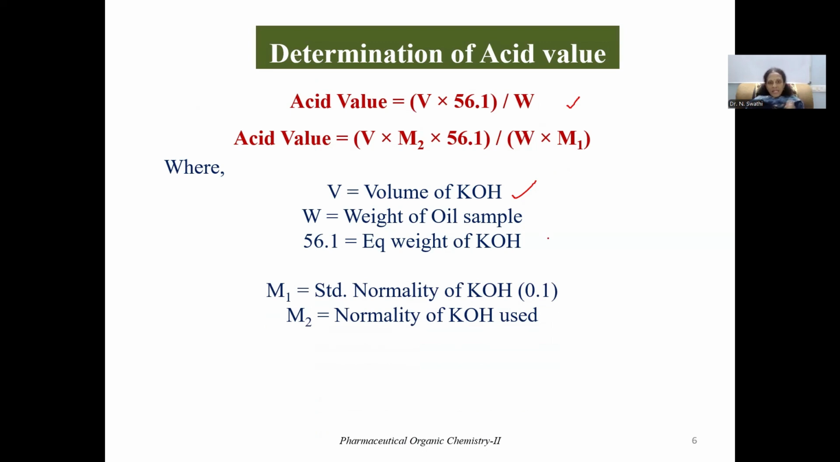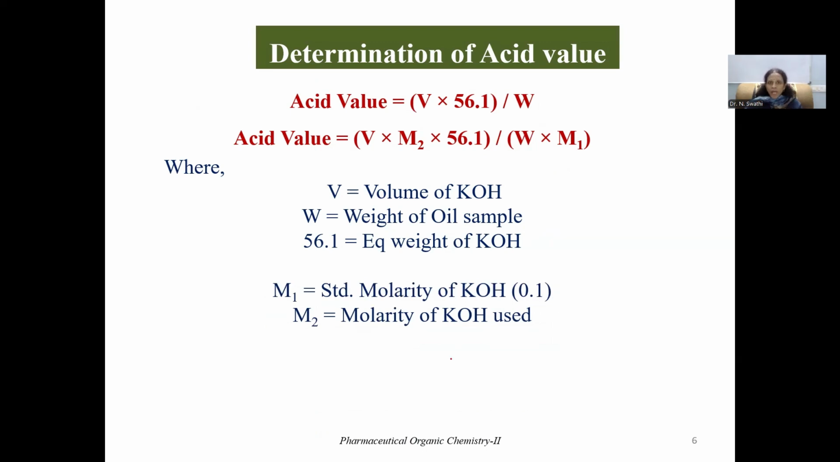Whenever you are doing standardization of potassium hydroxide along with the determination of acid value, the molarity value that you get under standardization of potassium hydroxide is the actual molarity of potassium hydroxide used. This is denoted as M2 here, which you will substitute in the numerator. Now, as per IP specifications, we are supposed to use 0.1 molar potassium hydroxide. This 0.1 is the standard molarity of potassium hydroxide, denoted as M1, which we substitute in the denominator. So M1 here is 0.1.